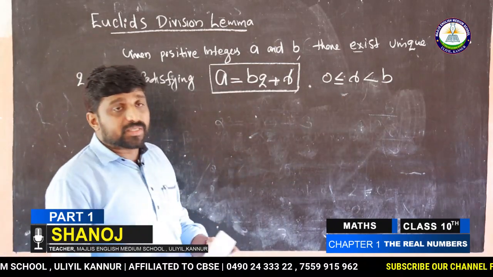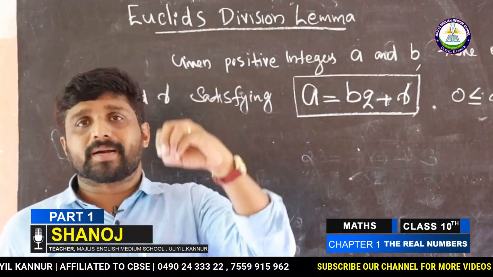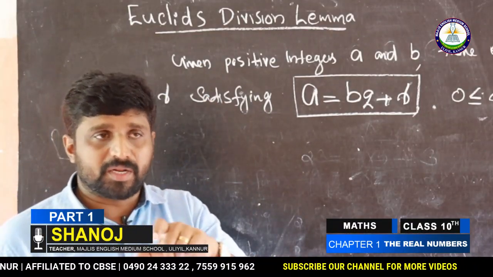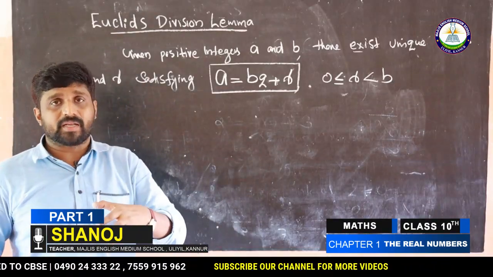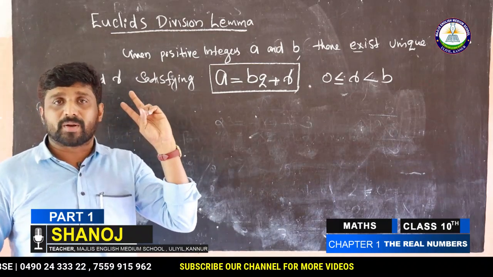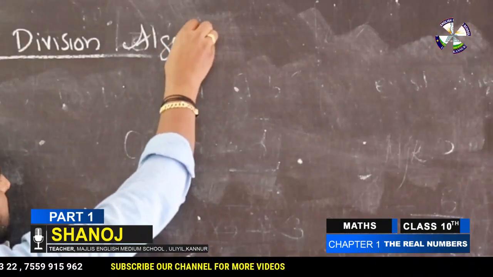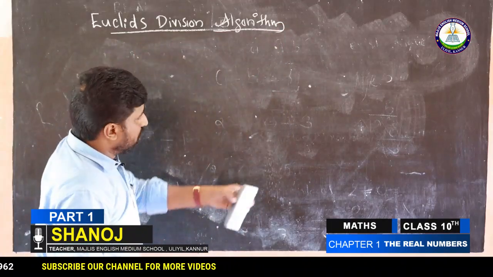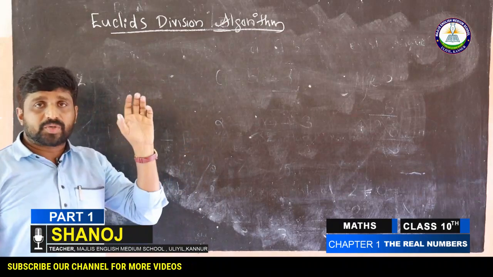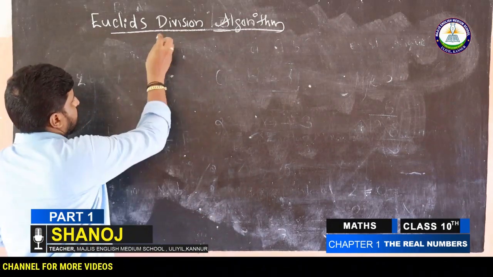Now we discuss Euclid's division algorithm. Normally you know that an algorithm is a step-by-step process. Here Euclid's division algorithm is used for finding the HCF of two given numbers.